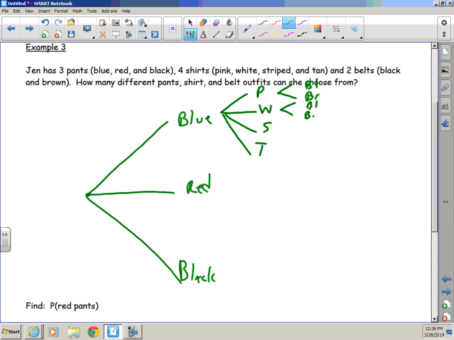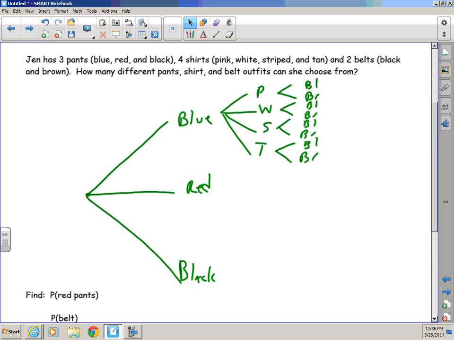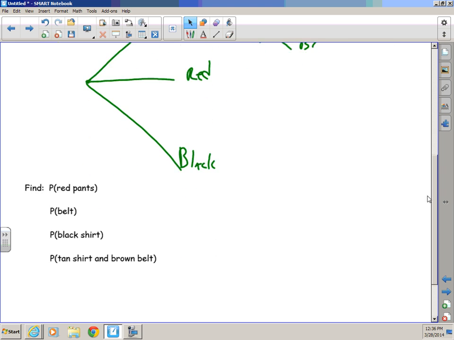Now, I'm not going to do this all the way through. I'm just going to do this one branch, okay? Because I would just be duplicating this for red and black. And again, you'll see you have 1, 2, 3, 4, 5, 6, 7, 8 for blue, 8 for red, 8 for black. That's my 24 combinations. All right, so now let's go to the questions.